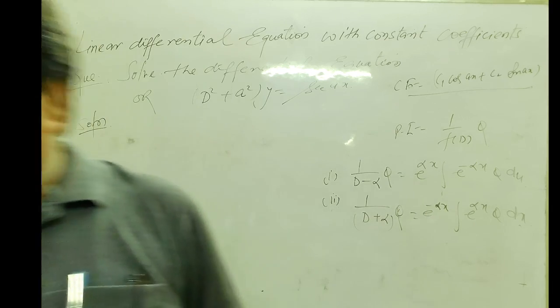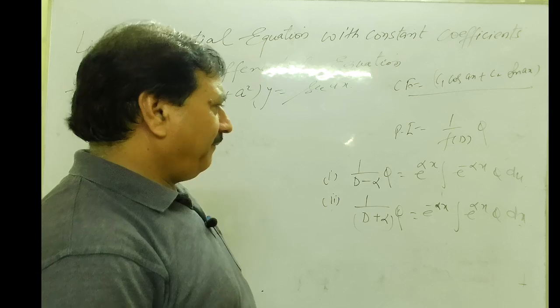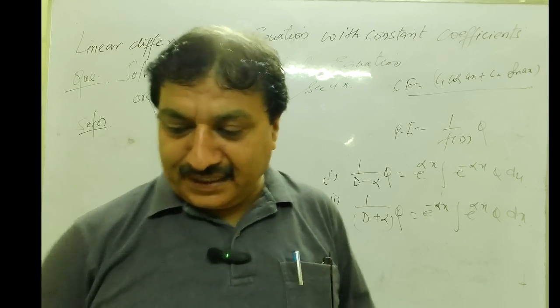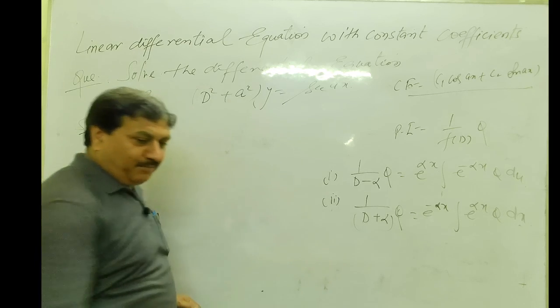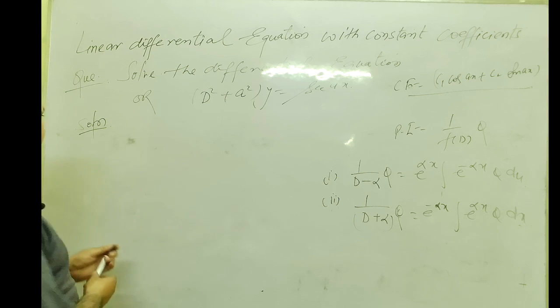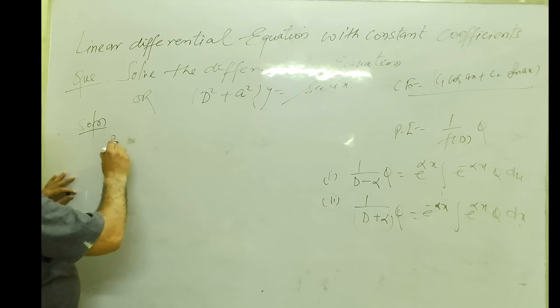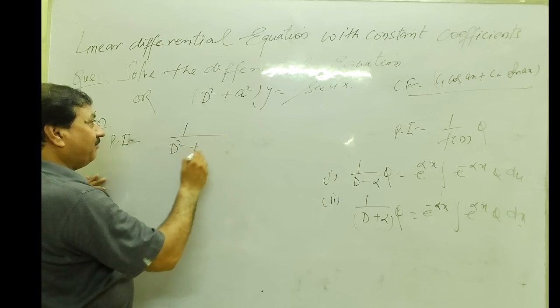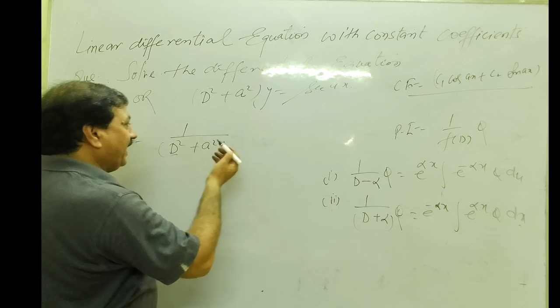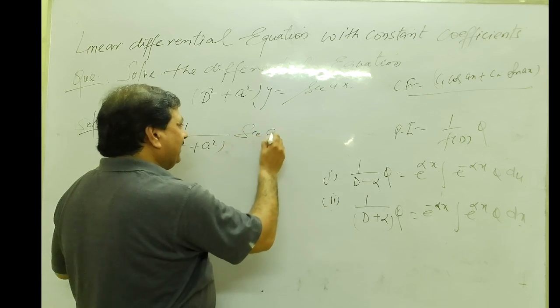My dear student, this is the complete solution of this question, a very important solution. Okay, right? Now continue. This is the term of this formula. Particular integral, find PI. PI means 1 upon (D square plus a square), and this is sec ax.